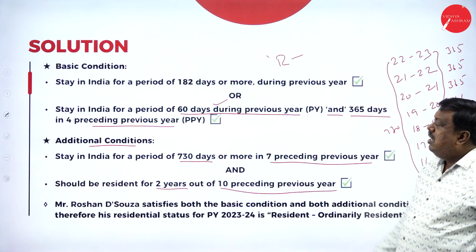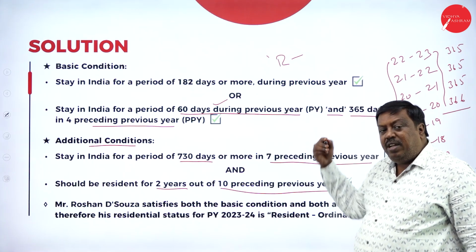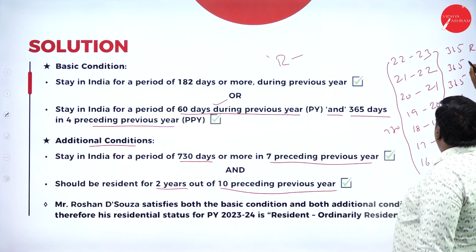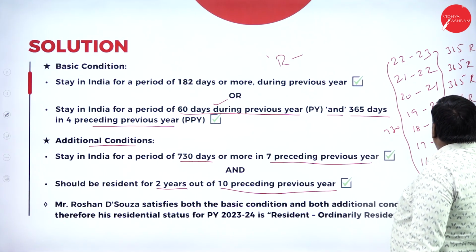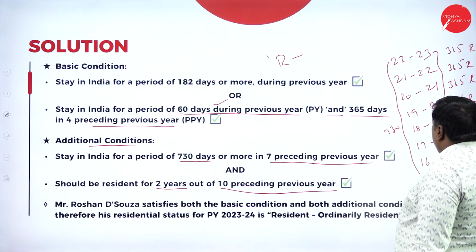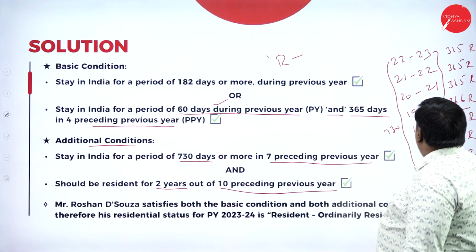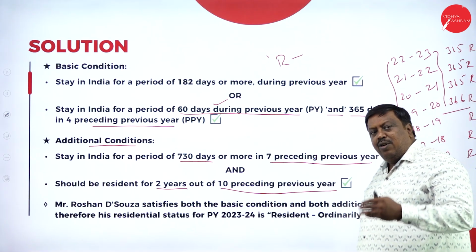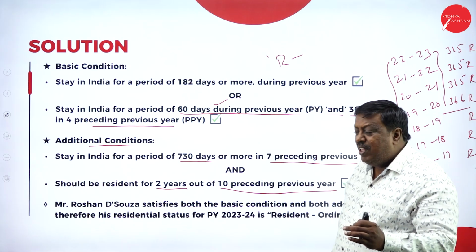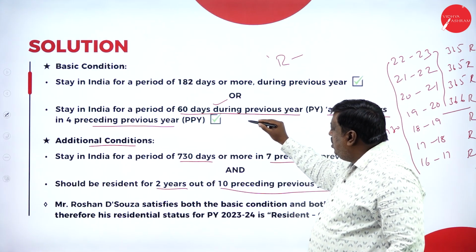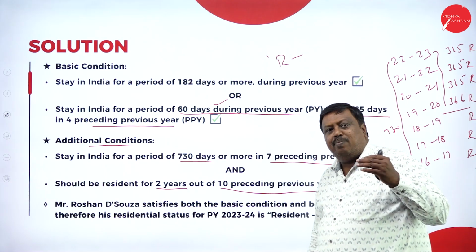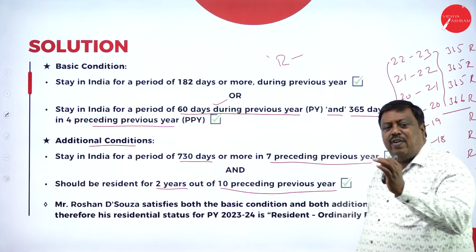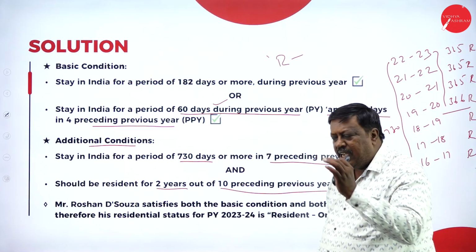If I want to become a resident, if I satisfy any one basic condition during the previous year, they're going to call me resident. See here, I was in India for 365 days, so resident. They are asking only for 2 years. I'm more than that one year, so I've satisfied my second additional condition. Therefore, my status for 2023-24 will be where I've satisfied both the basic condition and both the additional condition. Therefore, my status will be resident, ordinary resident for 2023-24 as per Income Tax Act of 1961.